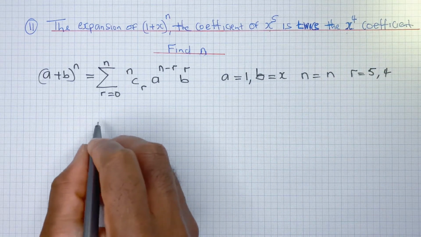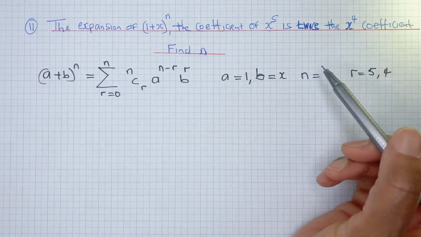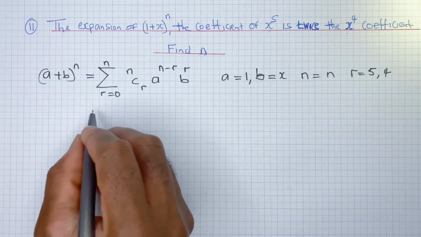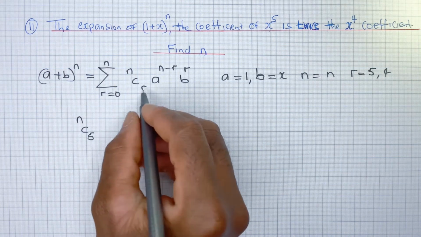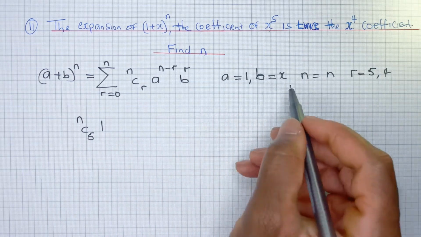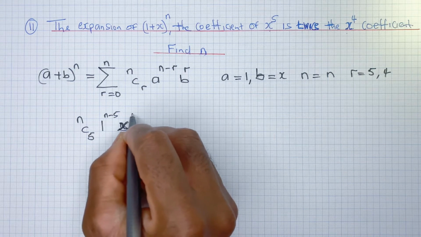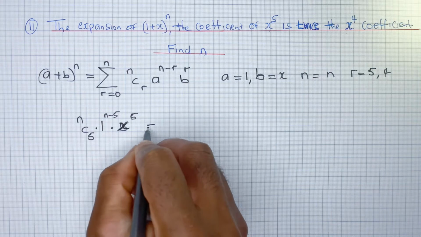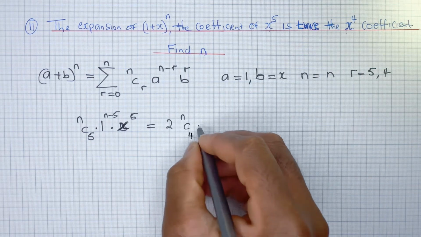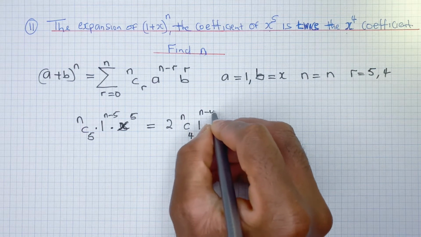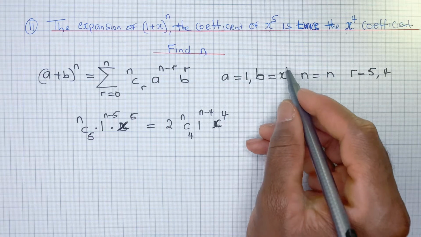Okay. So the first situation is the coefficient of x^5 is twice that of x^4. So when r is 5, we write n combination 5, 1, because a is 1, to power n minus 5, b is x to power of 5, you times them, and that should be equal to 2 times the coefficient of n combination 4, 1 to power of n minus 4, x to power of 4, because that's what b to power of 4 will be.